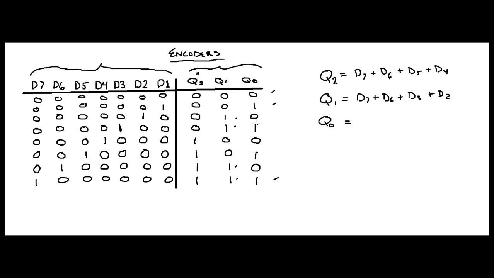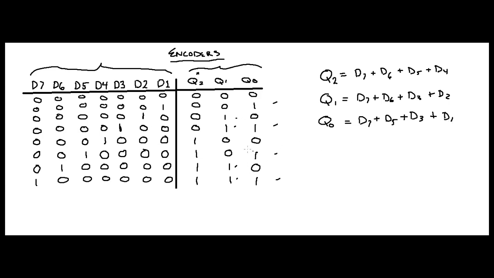Let's do Q0 now. The equation for Q0 is going to be, let me erase these prior notes here, high for these 4 times. It's going to be high with D1, 3, 5, and 7: D7 or D5 or D3 or D1.